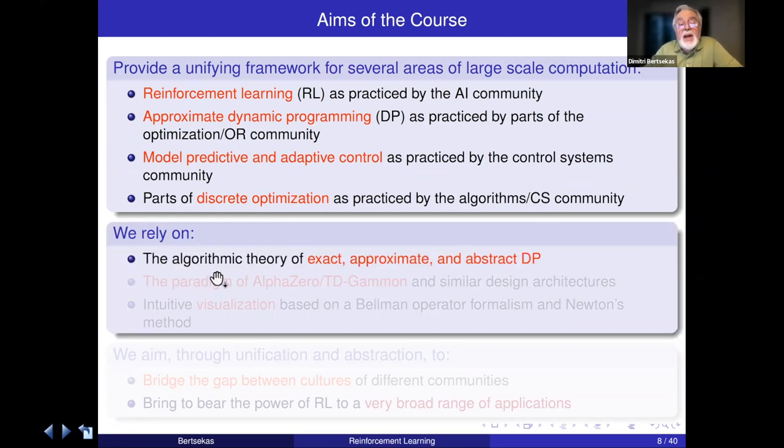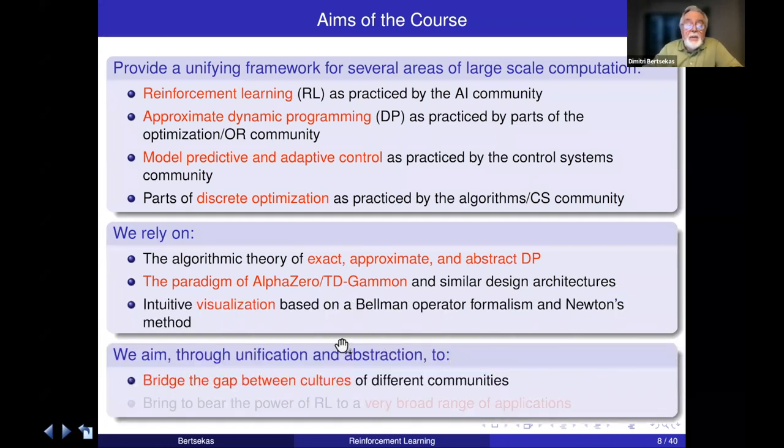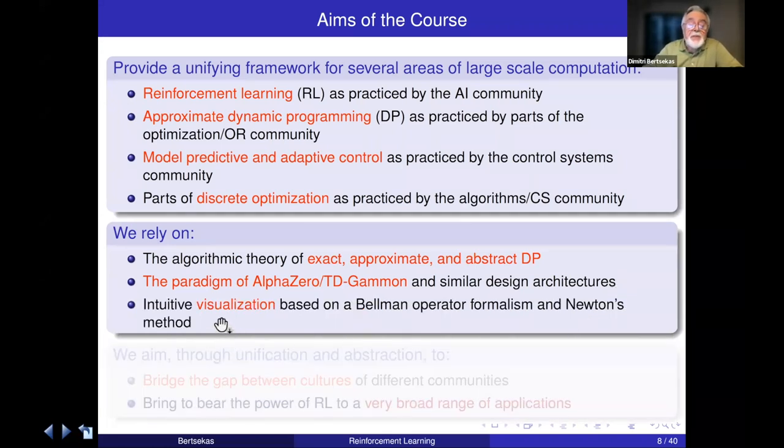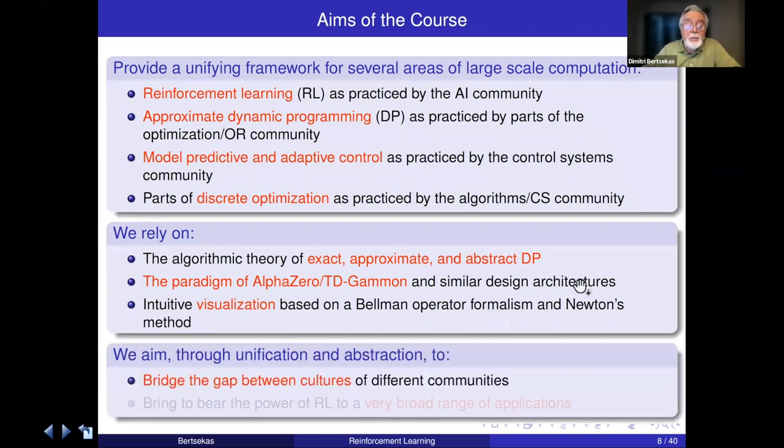And for this, we're going to rely on the algorithmic theory of exact, approximate, and abstract dynamic programming, the paradigm of AlphaZero and TD Gammon, and similar design architectures. Almost everything we're going to do is going to revolve around the type of architecture that I discussed earlier. Finally, we're going to use visualization to understand the role of Newton's method and the connection between offline training and online play. In doing so, we're going to try to bridge the gap between cultures of different communities and also bring to bear the power of reinforcement learning to a broad range of applications.